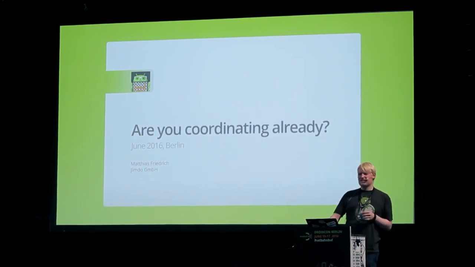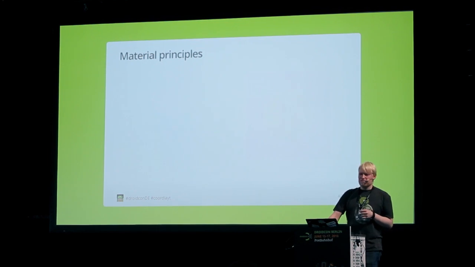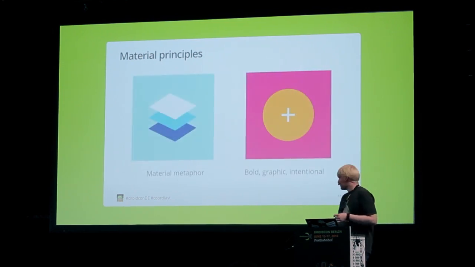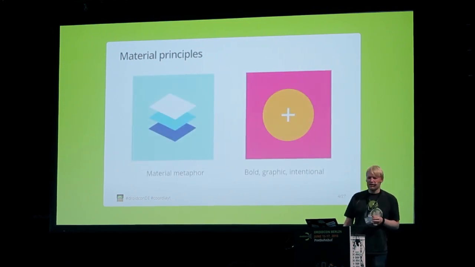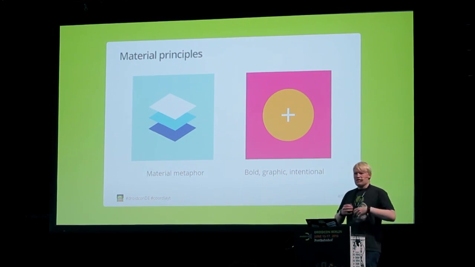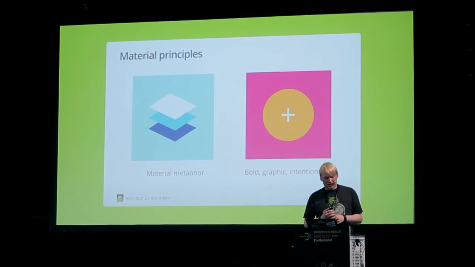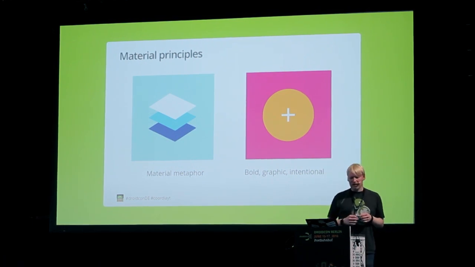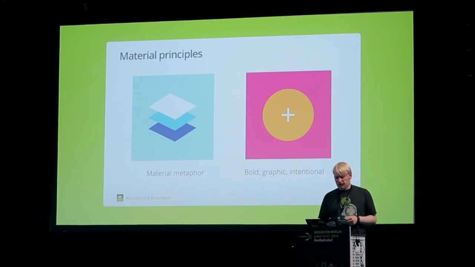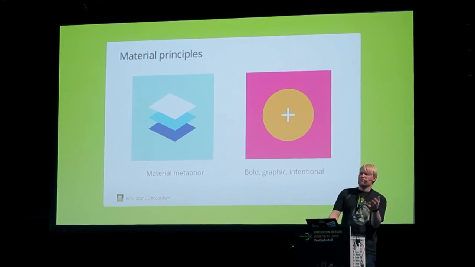But first, let's have a look back at the material core principles. So the first principle is, of course, the material metaphor. So the digital UIs you're building should behave like material, so the user has kind of a feeling how it will behave. And the second one is that everything should be bold, graphic, and with being bold, important actions can really jump out. So the user, you can be sure the user will see this.